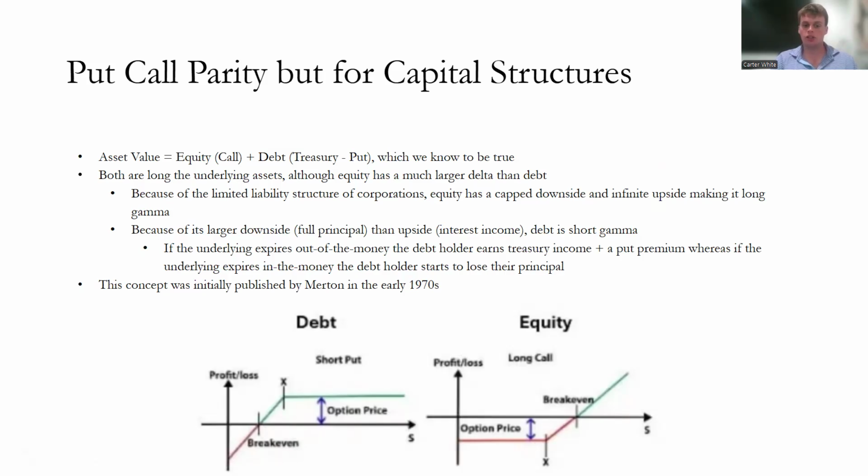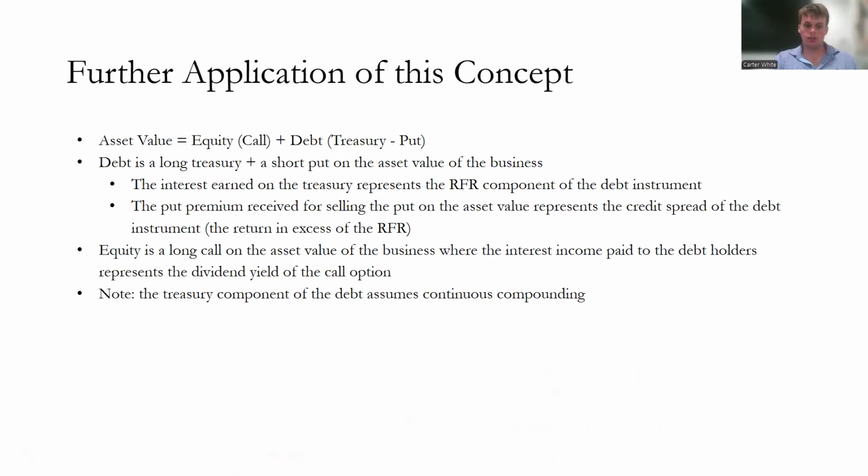And this concept was initially published by Merton, an academic, in the early 1970s. And you can see these payout diagrams, which really resemble debt and equity. Like I said, both long, but equity has much different risk reward than debt. And you can break down the return of the debt into the risk-free rate component and the credit spread component.